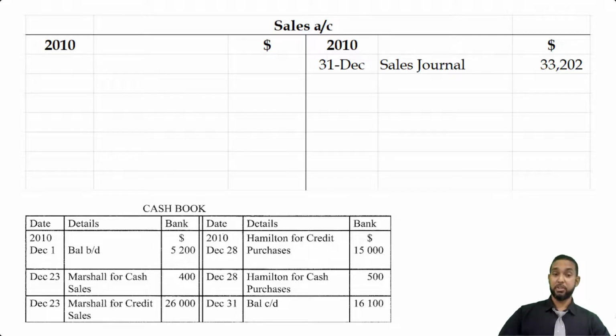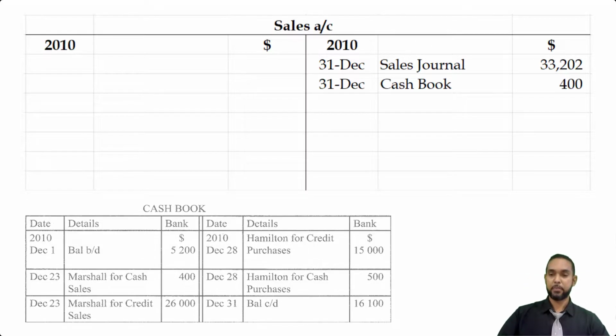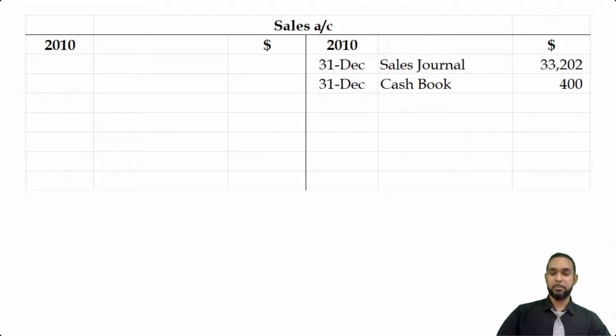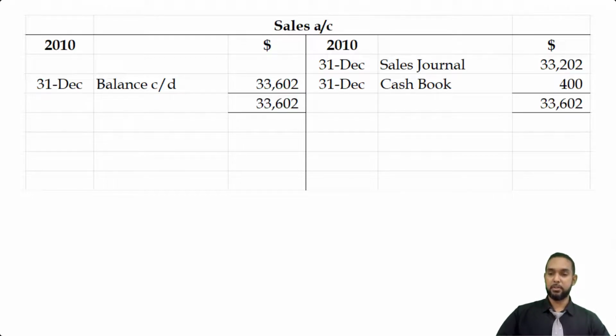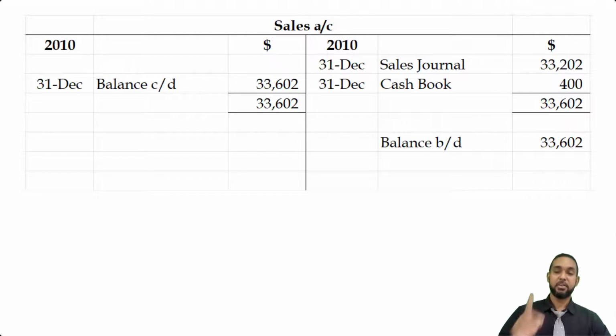So you're going to see sales journal 33,202, which is the sum of the two sales figures or items in the sales journal, and then the additional 400 here. Now all we have to do again, so the balance to be carried down is simply the sum of the items on the credit side here. And you're of course going to have a total there, and the credit balance is brought down here. Now, it's set to close off the account.